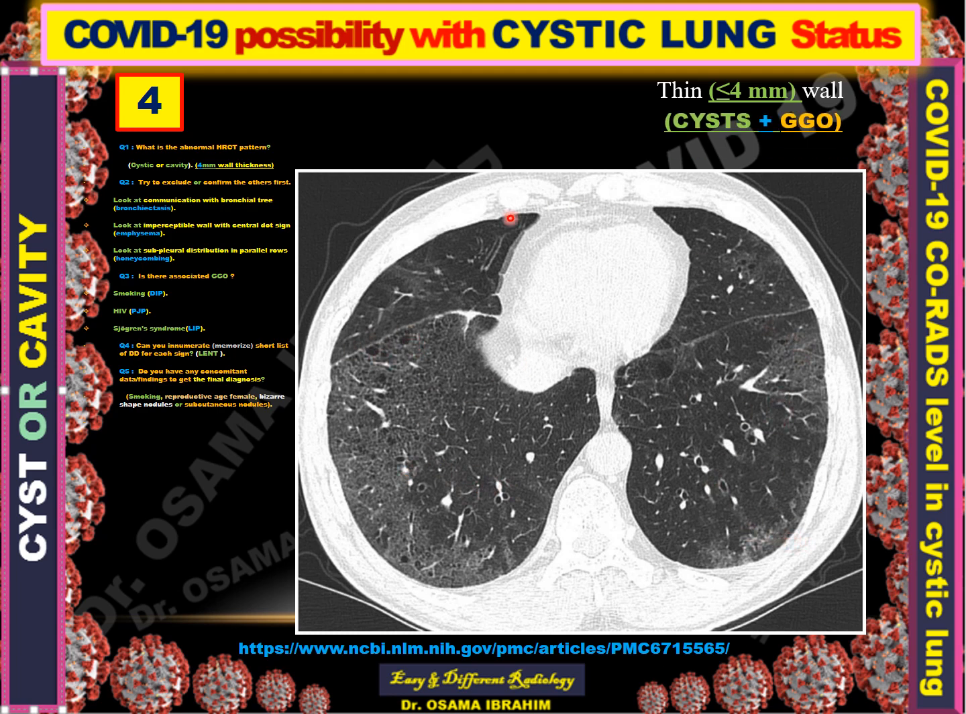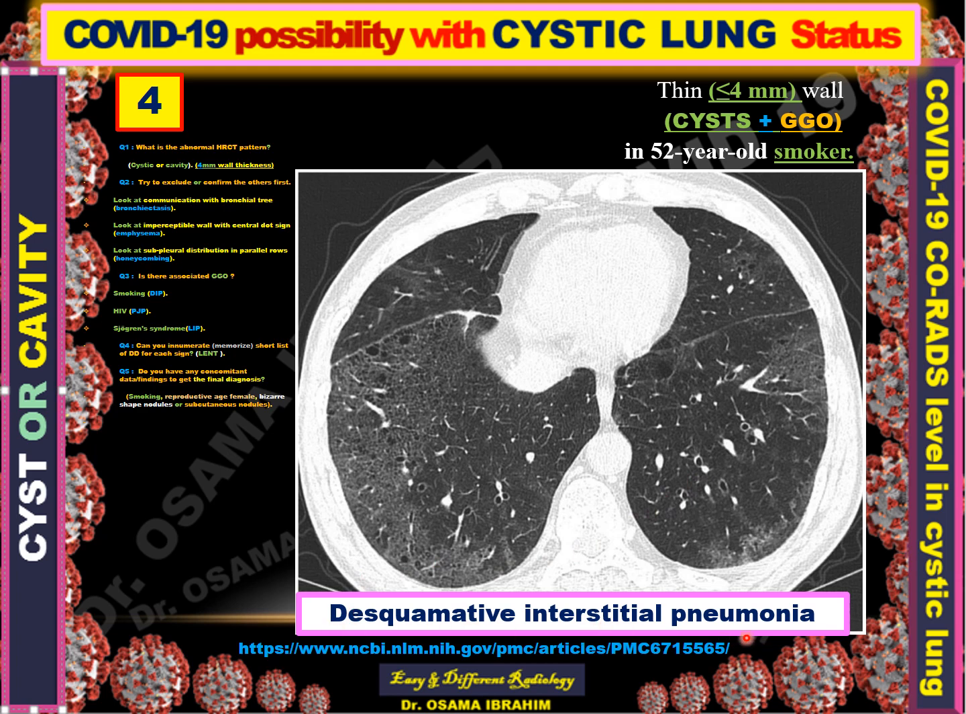Cysts with ground glass opacity, so I will look for one of the rare situations like DIP, like BGP, like LIP, according to the patient history, if there is smoking, HIV, or recurrent disease. And this patient has a smoking history and is 52 years old. And if I look at a previous study for comparison, or I am satisfied enough by this history to diagnose desquamative interstitial pneumonia in ordinary situations.